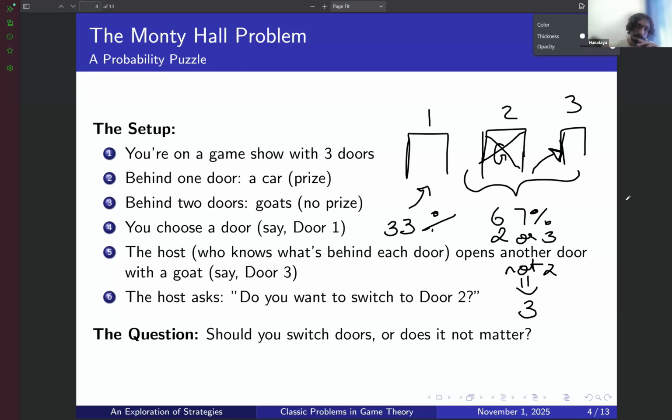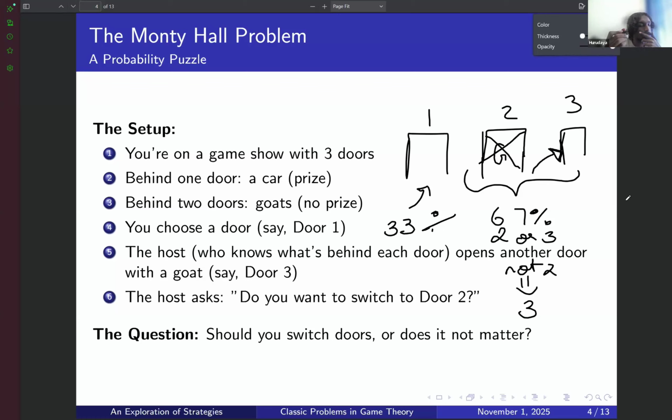So there's a 33% chance door one has the car, and a 67% chance door three has the car now. So door three, you mean the 67% chance that door one does not have the car. Yeah, exactly.